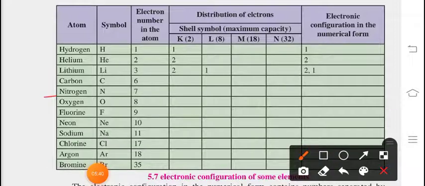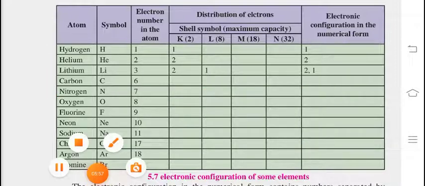Next is nitrogen. Atomic number is 7. Symbol is N. First shell capacity is 2. Next we can fix 5. Hence the electronic configuration is 2, 5. Please note it down in your book.